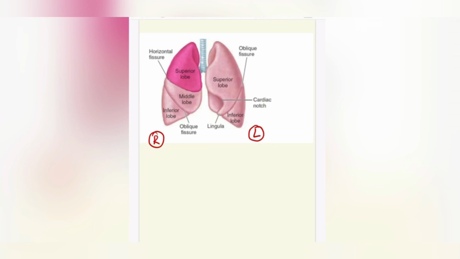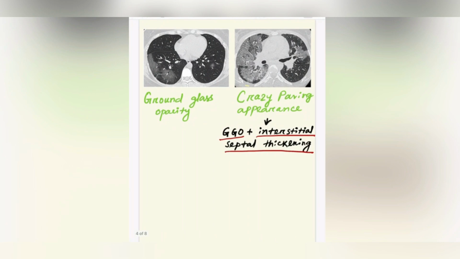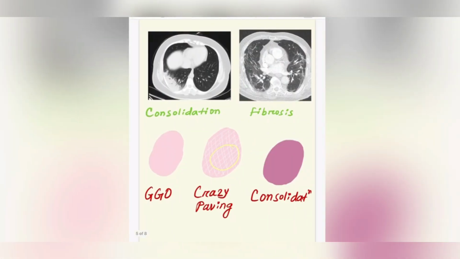Remember, 1 lobe. You can have findings like ground glass opacity, you can have findings like crazy paving appearance. And what is crazy paving appearance? Crazy paving means ground glass opacity along with interstitial septal thickening. And you can have findings like consolidation, which is the denser form of ground glass opacity, and you can also have fibrosis, strand-like linear opacities.